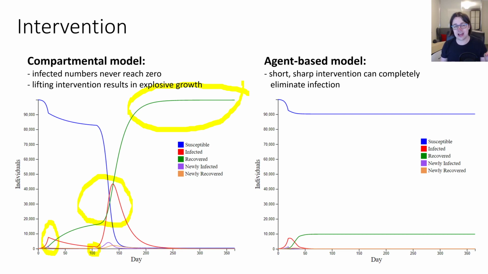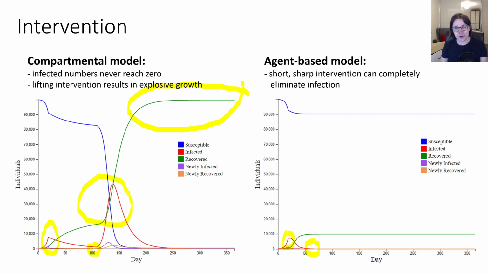It's a very different case for the agent-based model. The intervention starts just here, but by about day 70, you have pretty much no one with an infection left. So by the time you lift that intervention, there's no one left to infect anyone. So that short, sharp intervention can completely eliminate infections from the population.